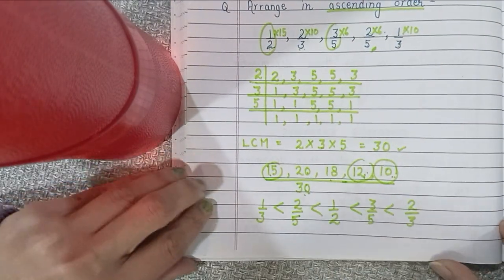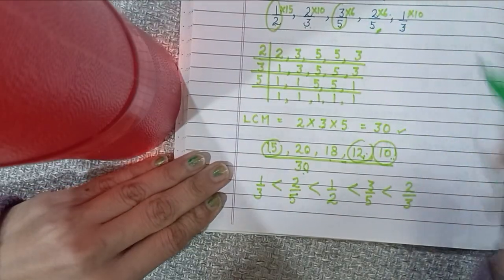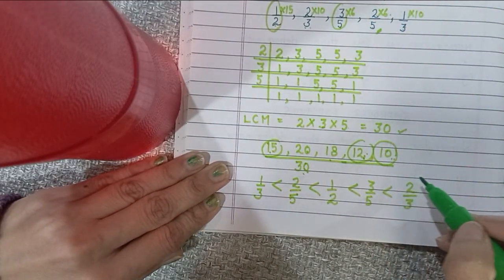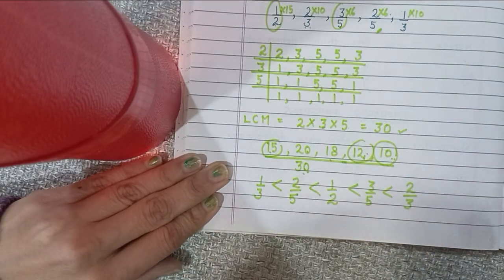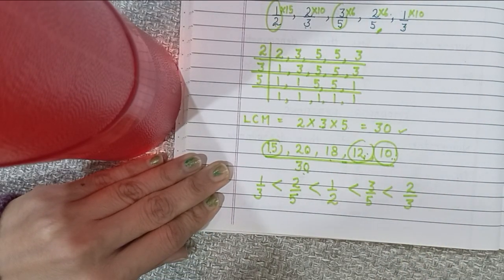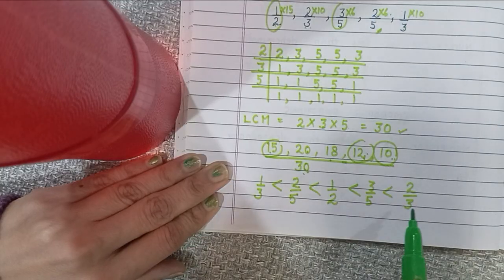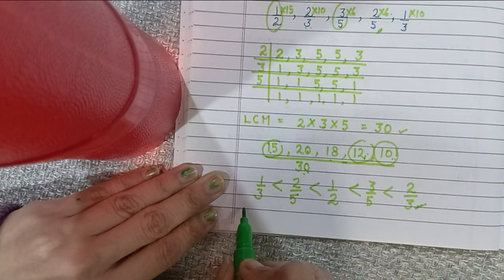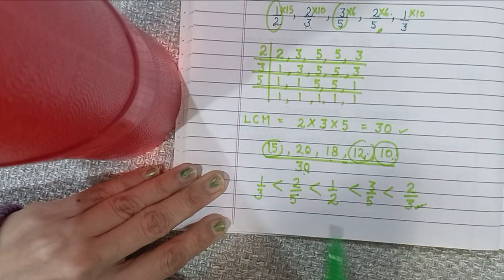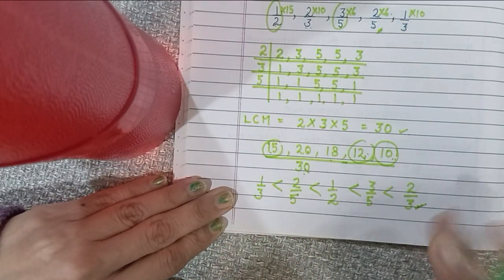And in this example, you can see if you want to arrange in descending order, descending order is from the greatest to the smallest. Now you can see here, this is the greatest. When you reverse it, you will find the ascending order.